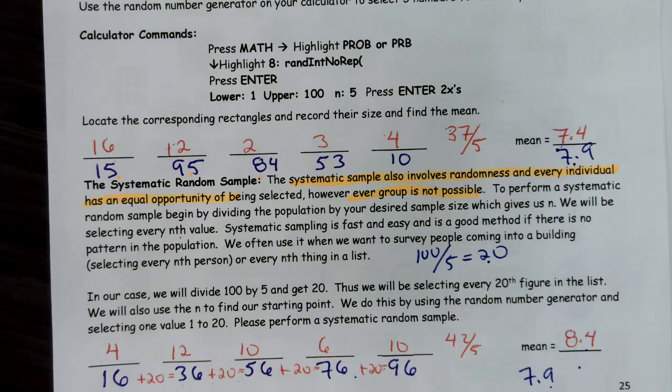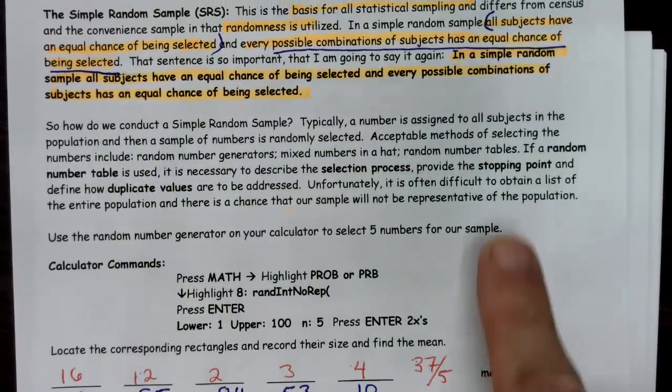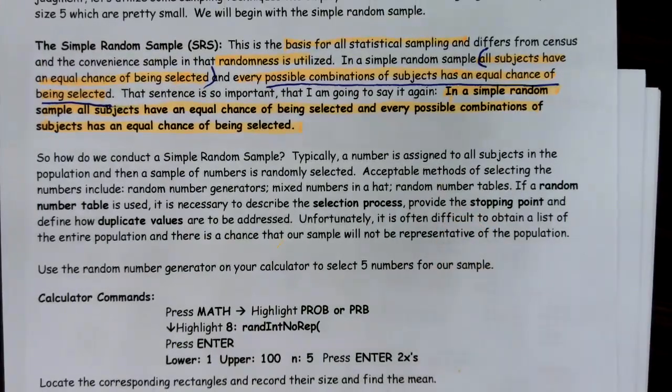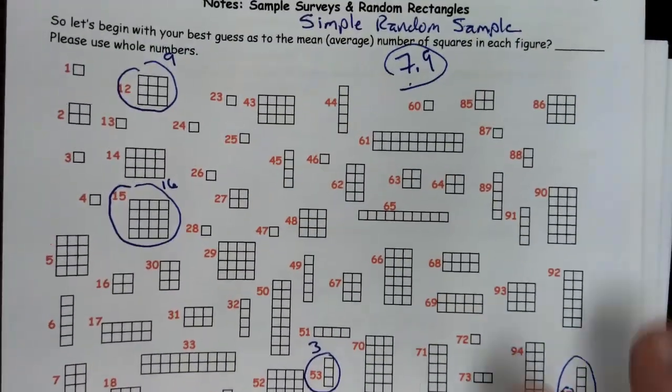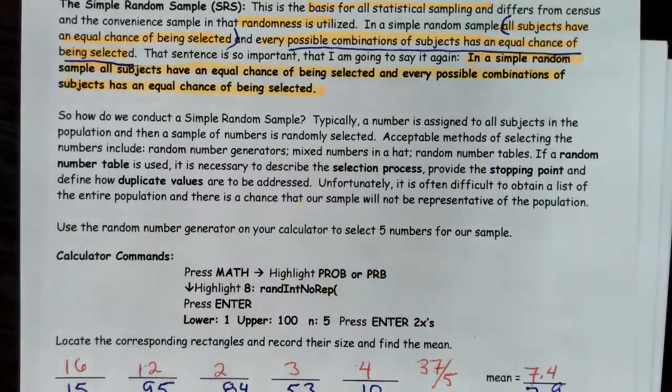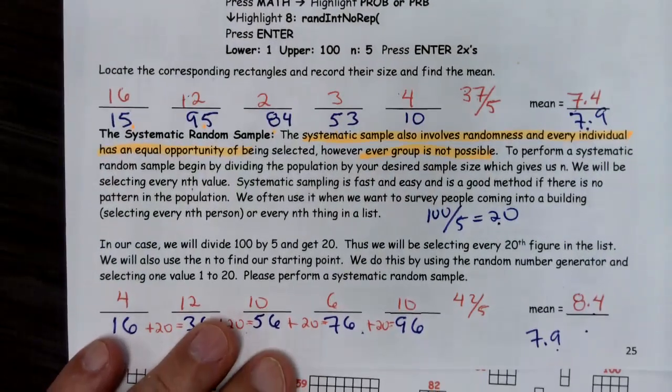All right. Both are very effective. Systematic, extremely fast. Simple random, a little more difficult to conduct. All right. Because in a simple random, we have to number everybody, whereas in a systematic, we're just counting them as they come in.